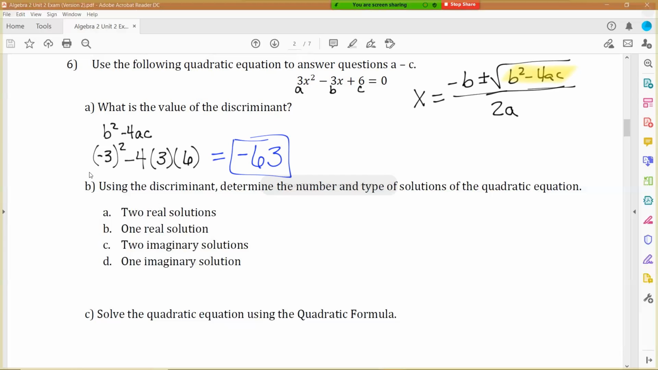If you didn't get negative 63, I would double check that these parentheses were used in your calculator. All right, so based off that answer, we should be able to determine the number and type of solutions of this equation. Remember, if we get a positive number, we have 2 real solutions. If we get a negative number, we have 2 imaginary. And if we get 0, we have 1 real.